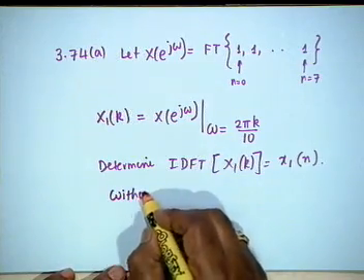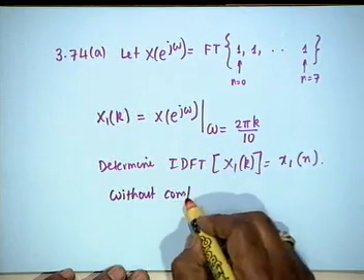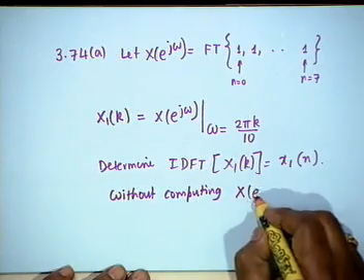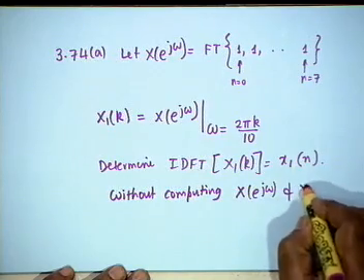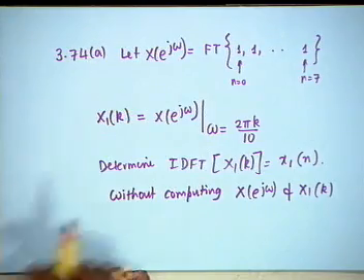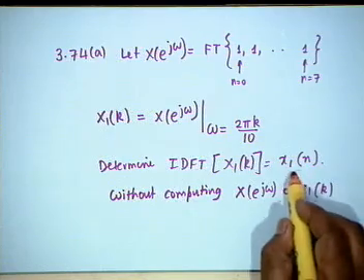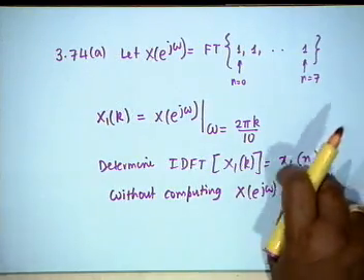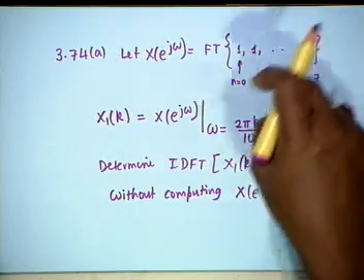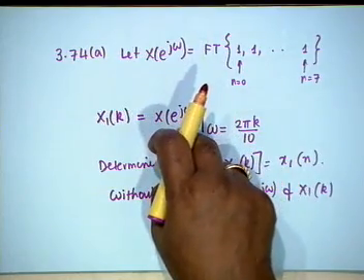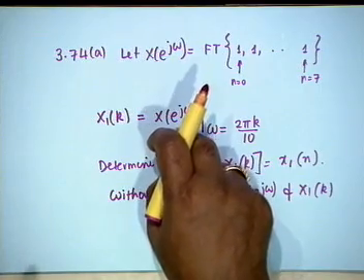without computing, that is the restriction, without computing x of e to the j omega and x1 of k, none of this, you are only given x. So, in other words, you have to find x1 of n from x of n. You have to find the relationship between x1 of n and x of n without explicitly computing the Fourier transform or the discrete Fourier transform.